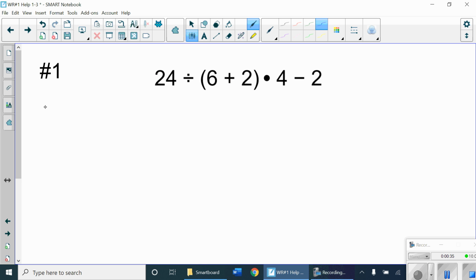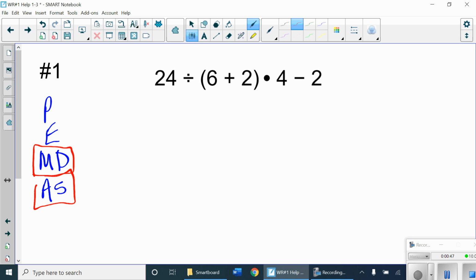Order of operations is parentheses, exponents, multiplication and division left to right, and addition and subtraction left to right. Remember that these two are opposite operations, and so the order means whatever happens left to right. All right, we have parentheses, so the first thing I'm going to do is solve 6 plus 2 is 8, and then don't skip this step. Drop everything else straight down, including the operations.